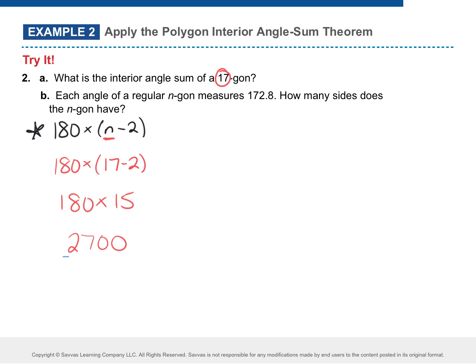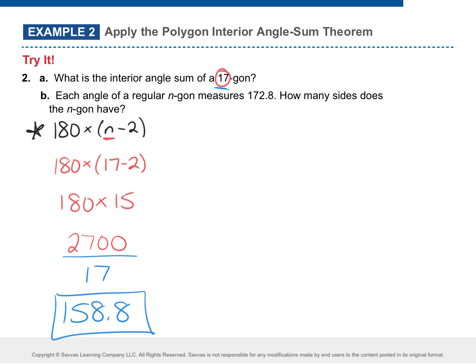How do I find the measure of one of them? I take 2,700 divided by 2, which is... oh, thank you. What am I dividing by? 17. Common misconception that we've had. A lot of us just go to this number, but what do we want to divide by? We want to divide by the total number of sides, which is 17. 158.8. I was like, why are you not answering me? Because I'm not dividing by 2.